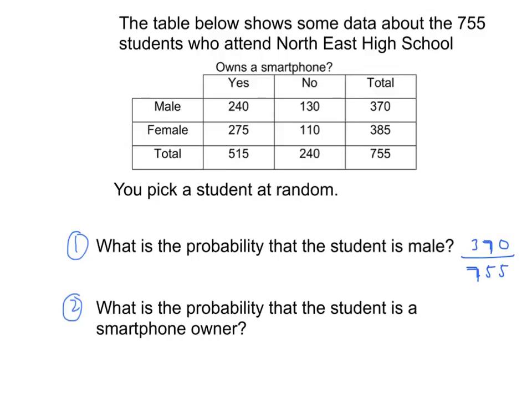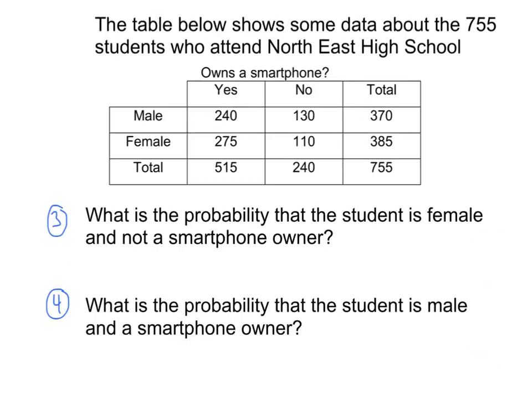All right, you're going to do the next one. What's the probability that a student is a smartphone owner? Please pause and answer that. All right, the probability of a student being a smartphone owner, that would be 515 out of 755, because what this table shows us is that there's a total of 515 people who own smartphones. That's including the males and the females. So 515 out of 755.